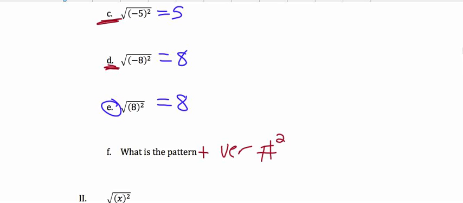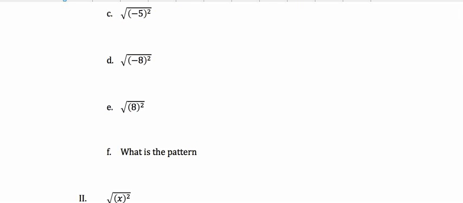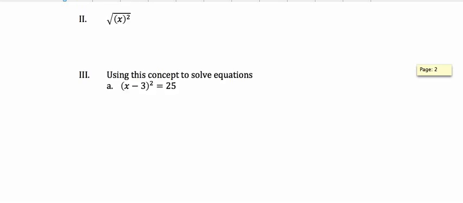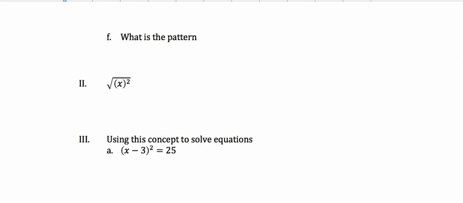Now, knowing that that's the pattern, what can we do with that? Keep in mind, let's think for a second. We were getting the positive version of those numbers. We just learned about something that always makes numbers positive. So I think the pattern we get is when you square root a number squared, you always get the absolute value of that number. That's what you're getting, the positive version of it, so the absolute value.